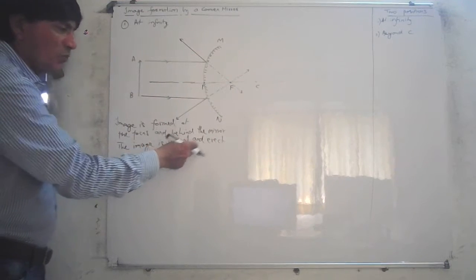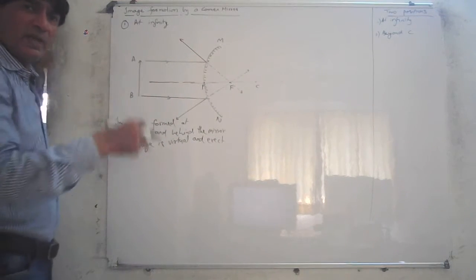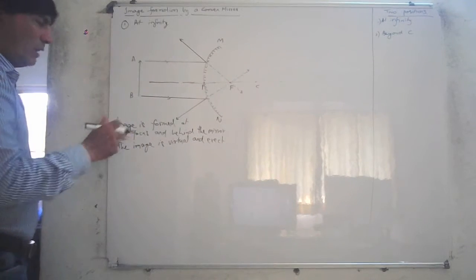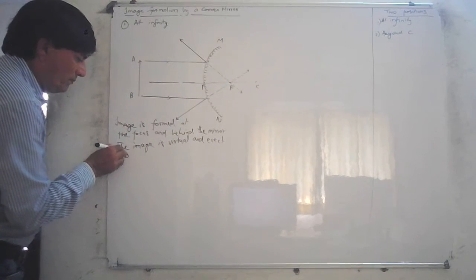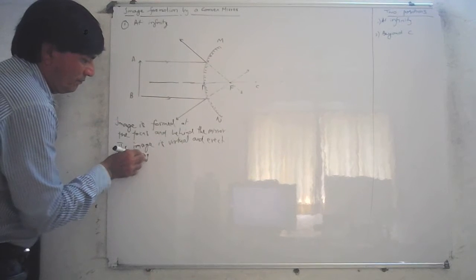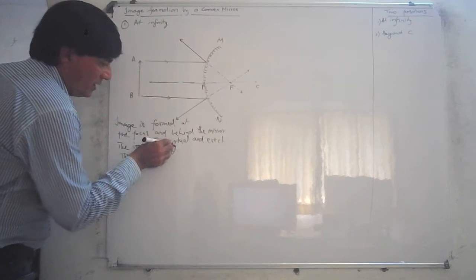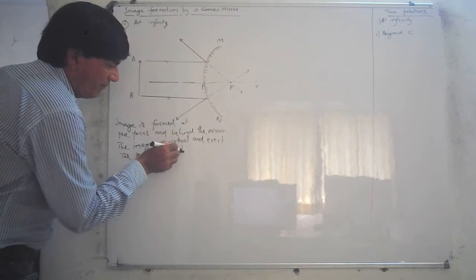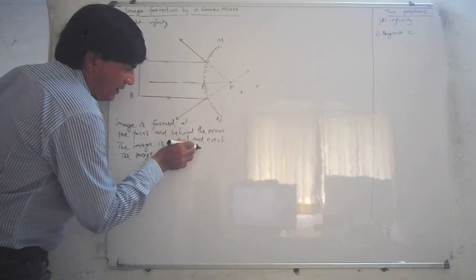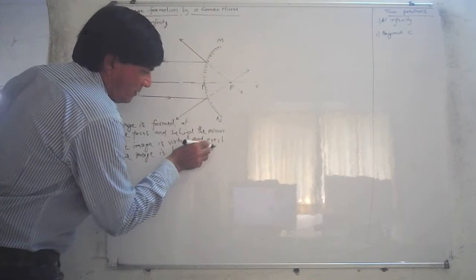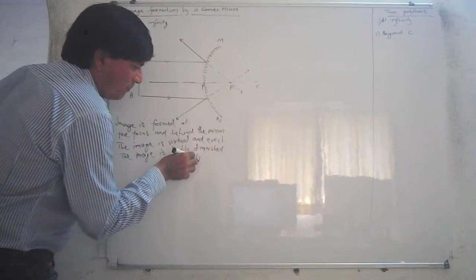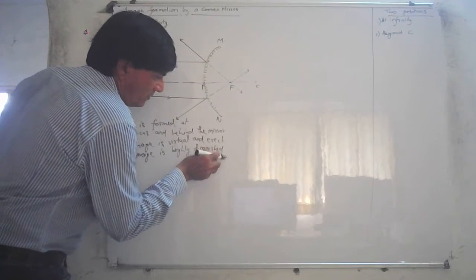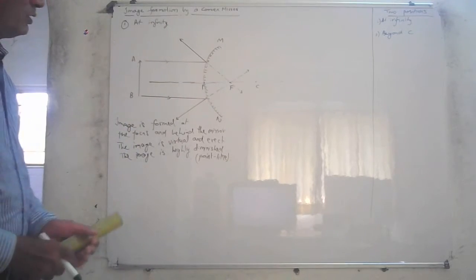The image is virtual and erect. If an image is formed behind the mirror, it is always virtual. If it is virtual, it is always erect. Now the image is highly diminished, very small. Highly diminished means point-like. So again, have a look at it once more.